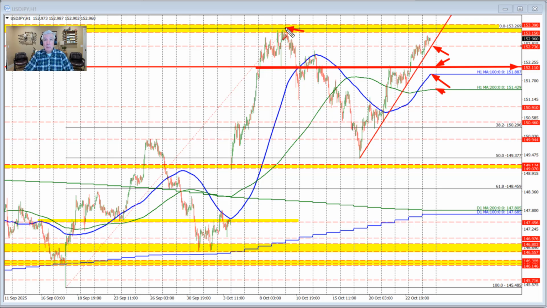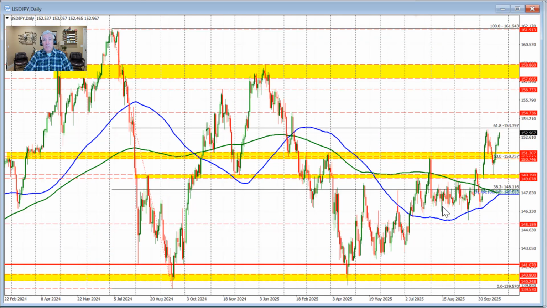That's on a weaker CPI data. On the top side, we don't have far to move to get to the high price that we saw in the month of October. That level came in at 153.269. If I were to go to the daily chart, what does that look like? That's this level right here, which happened to be just below the 61.8% retracement of the trading range, going back to the 2024 high to the 2024 low.